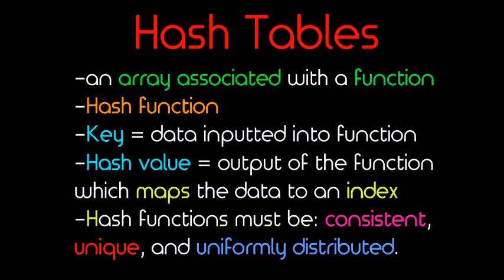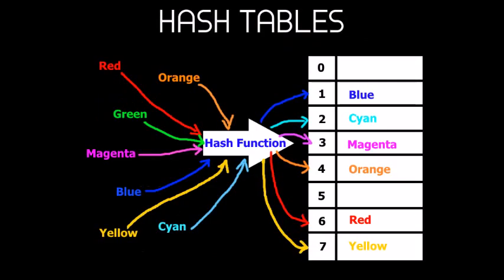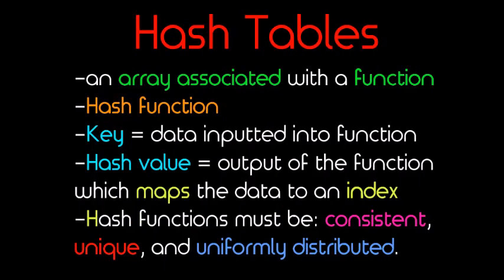So what is a hash table? A hash table is an array associated with a function, known as a hash function. The hash function takes in data, known as the key, and outputs an integer, known as the hash value. The hash value maps the key to a certain index in the hash table. The hash function is used to both store the data at a particular index in the hash table and also to find the index of a particular data in the hash table.